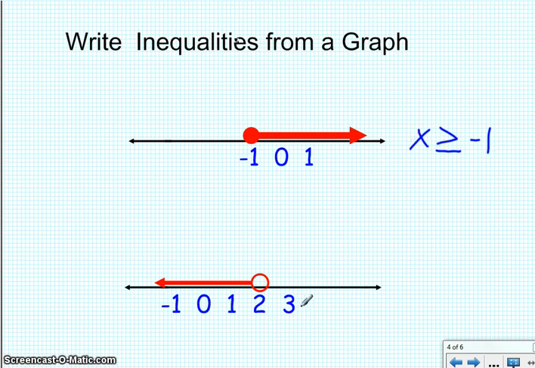And now this last one, very similar. I have x, and here are all my x values, and they are smaller than 2. But if you notice here, this is an open circle. So I'm not going to have the equal to sign, because 2 does not satisfy this inequality. So x is less than 2. And that is how we graph the inequality.